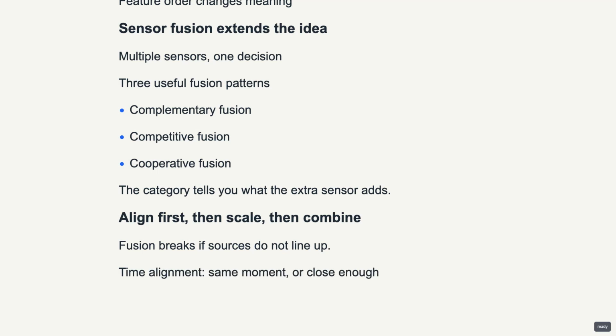Time alignment means the measurements should describe the same instant or moments close enough to compare. When sampling rates differ, the slower stream often needs resampling so the model is not handed a false pair of values from two different times.